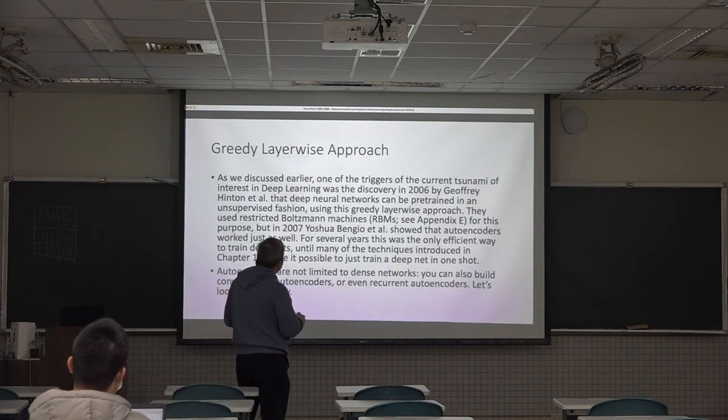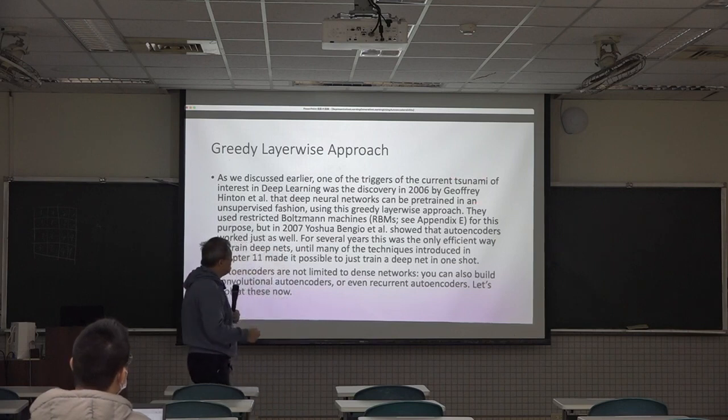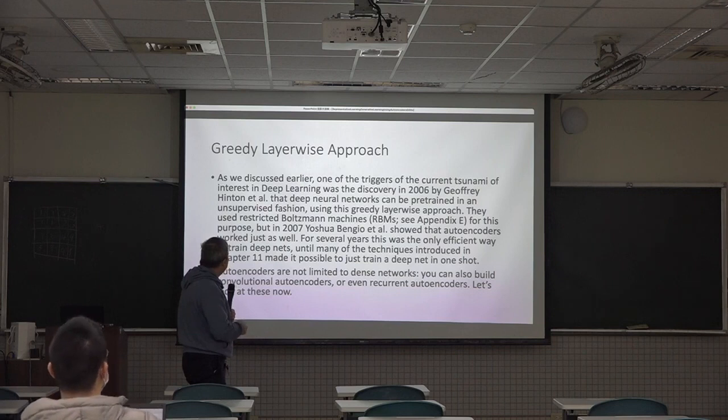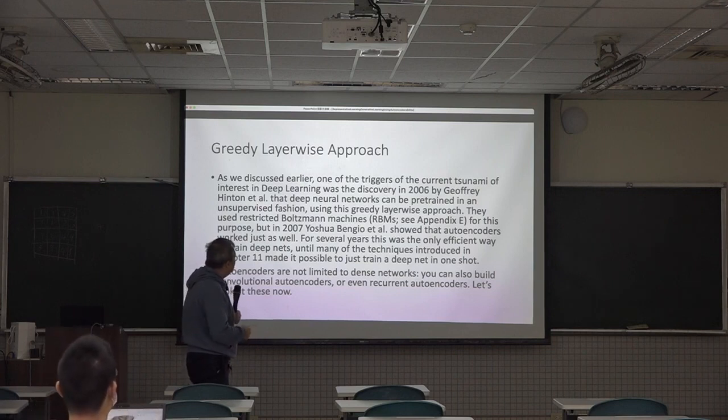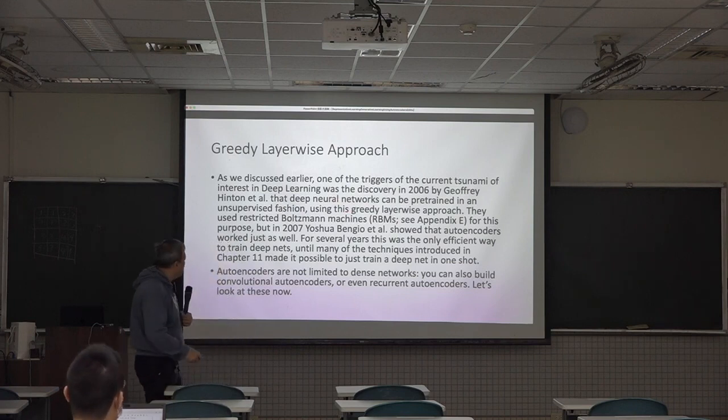So one way to trigger the current tsunami of interest in deep learning is a discovery in 2006 by Geoffrey Hinton. They used unsupervised pre-training with the greedy layer-wise approach. Of course, they used the restricted Boltzmann machine for the unsupervised pre-training, but Yoshua Bengio in 2007 showed that autoencoders work just as well.